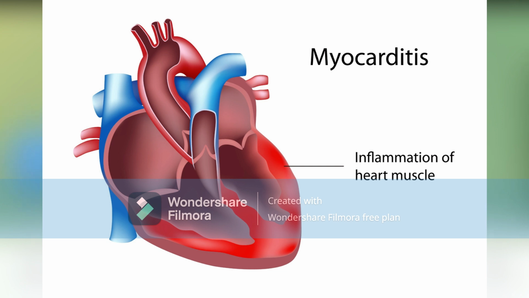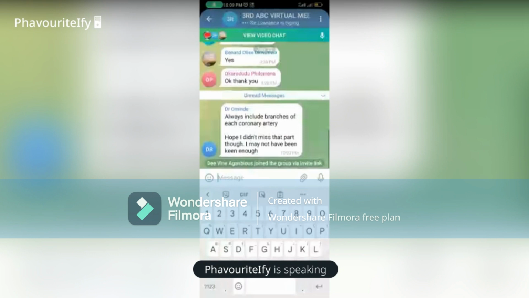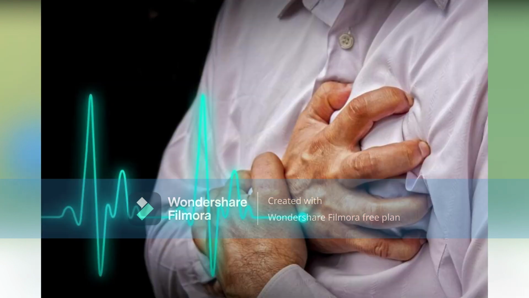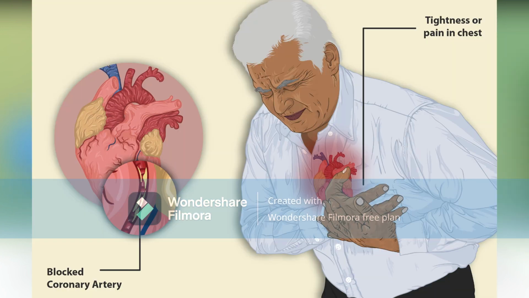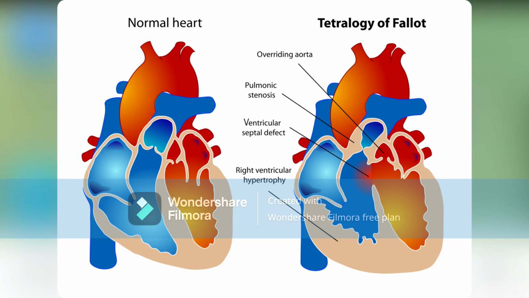Another abnormality I'll talk about now is myocardial infarction, commonly known as heart attack. It's caused by a blockage in the coronary artery. And another one I'll talk about is angina, which refers to chest pain. That is another abnormality of the heart. Another one I will talk about is tetralogy of Fallot.